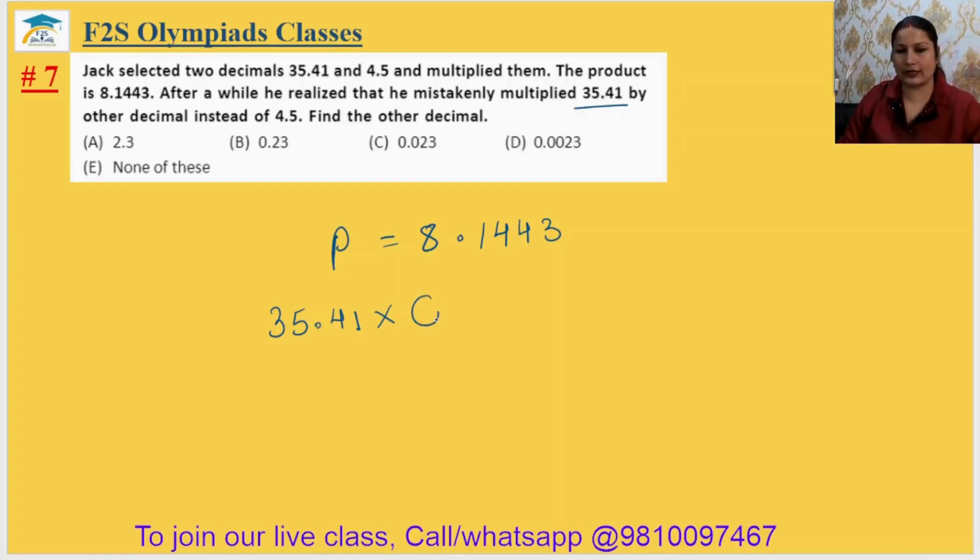I'm just writing it as Q. Then we get P. So Q will be equal to P, that is 8.1443 divided by 3541. So let's divide it.